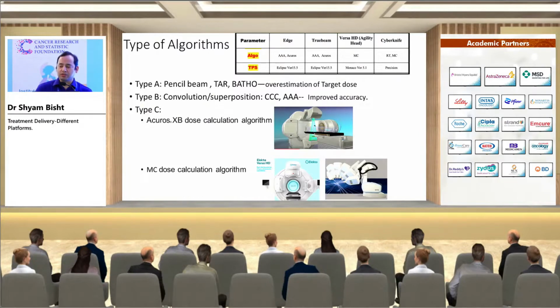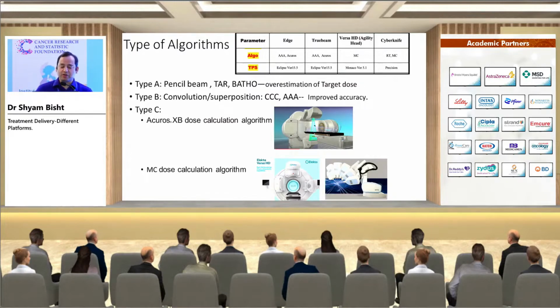About the algorithms in different platforms: the CyberKnife is using the Precision TPS, which has two algorithms, one is ray tracing, the other is Monte Carlo. The Elekta setups are using Monaco, which is using Monte Carlo. In the Varian setups, Eclipse is using two algorithms, AAA and Acuros. There are Type A algorithms, Type B and Type C. Type A algorithms are mainly examples like pencil beam, TAR, Batho. They overestimate the target dose, as we have seen in RTOG 0236.